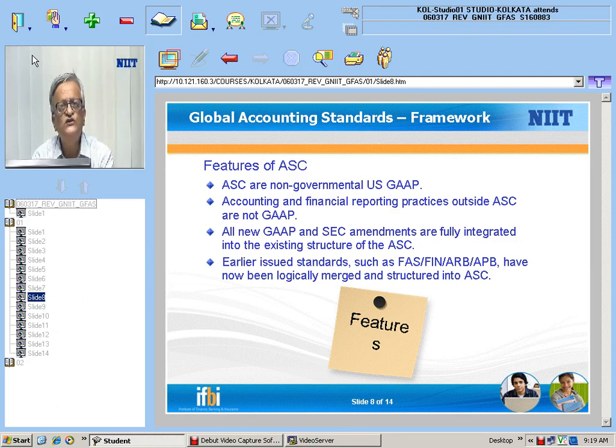Accounting and financial reporting practices outside ASC are not GAAP. So any other accounting procedures or reporting practices outside ASC are not considered to be generally accepted accounting principles. If any organization follows any accounting or financial reporting practices which are not as per the ASC, accounting structure codification, then they are not considered to be GAAP, generally accepted accounting principles. So they are not acceptable.